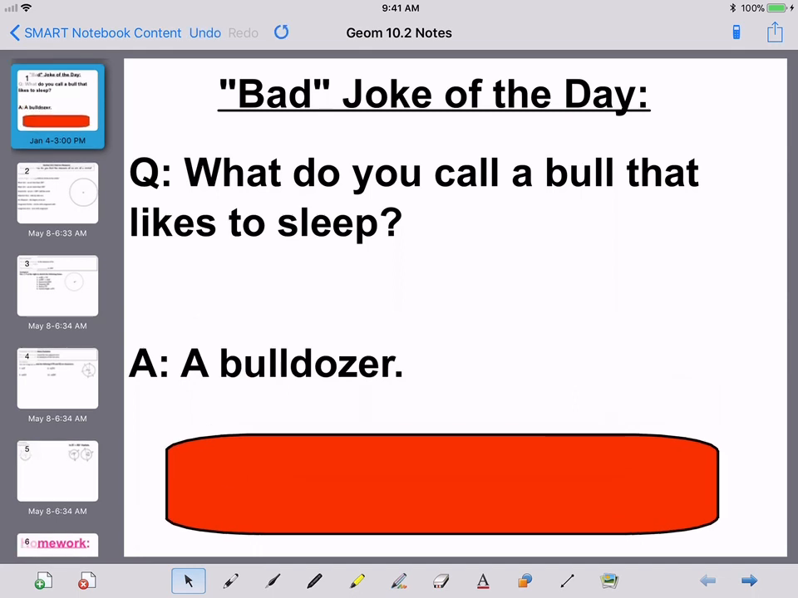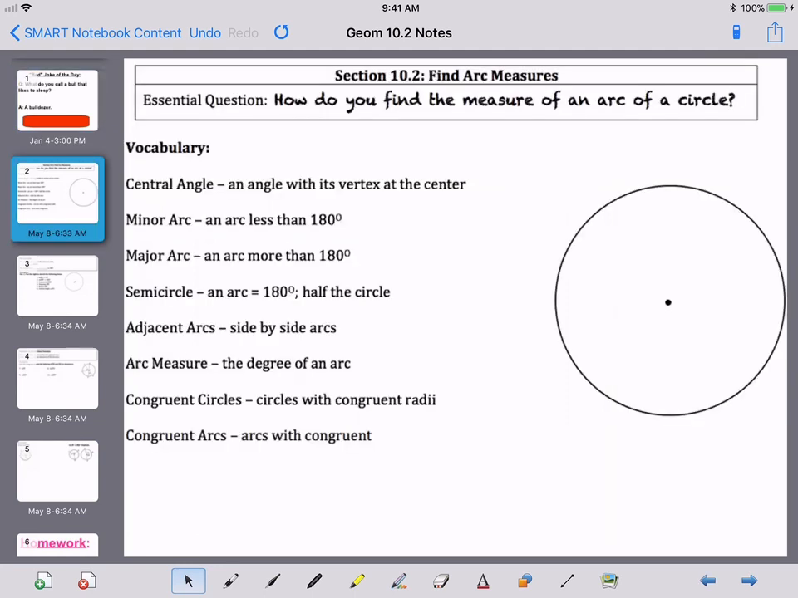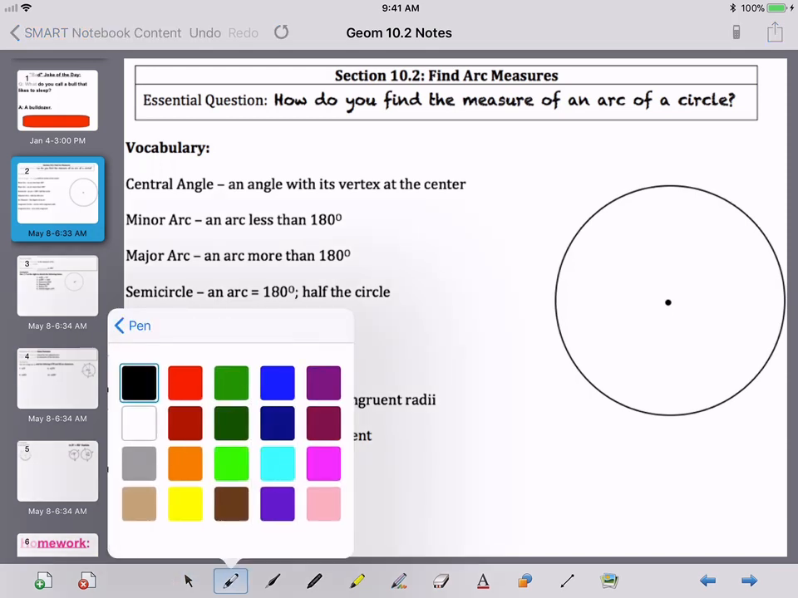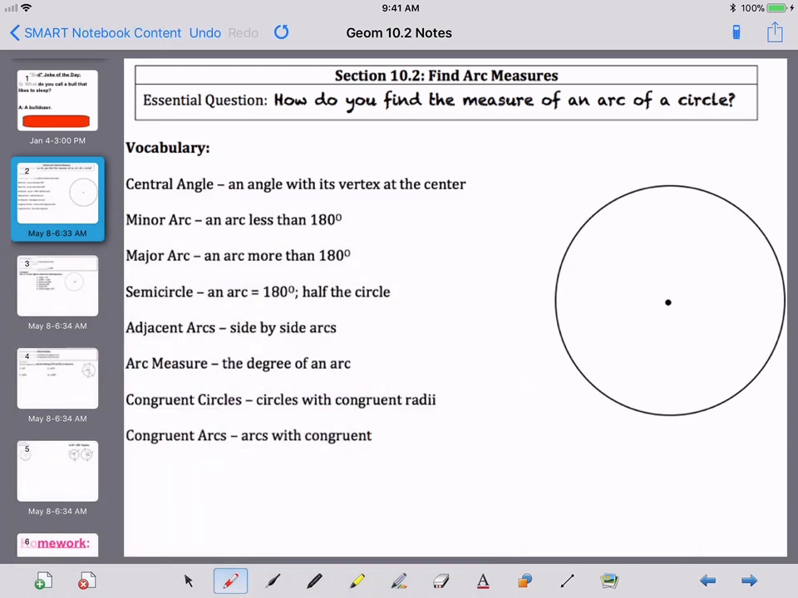Okay, so today we are going to learn how to find arc measures. In order to understand arc measures, you need to know, first of all, what a central angle is. A central angle is if you go from the center to the outside. This right here would be a central angle. So say this is 50 degrees. This central angle would be 50 degrees.